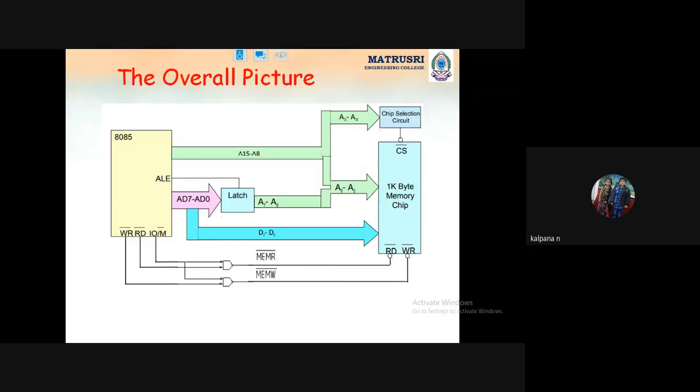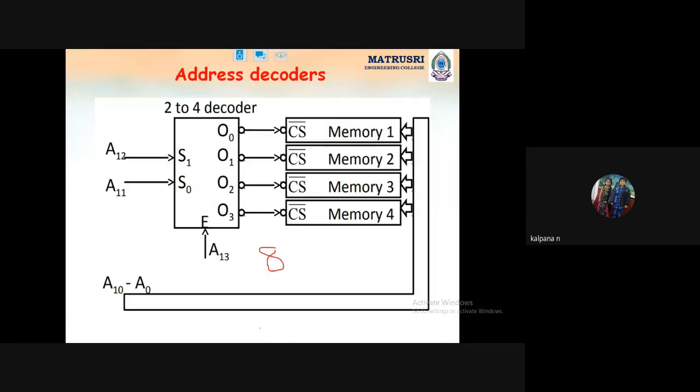Here one memory chip we are connecting. That's why we are using an AND gate. If more than 2 memory chips, then in place of this we will draw the decoder, this decoder.